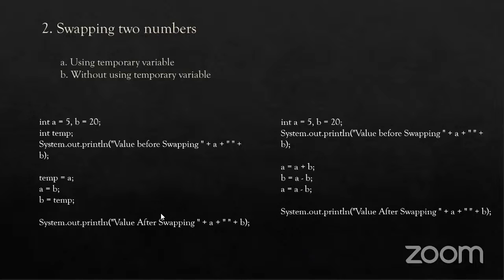Yeah, that's it. I think you get the logic for swapping two numbers with using a temporary variable and without using a temporary variable. You people understand, right? How to do the swapping of two numbers without using a temporary variable and with using a temporary variable. I'll share the code in the comments.